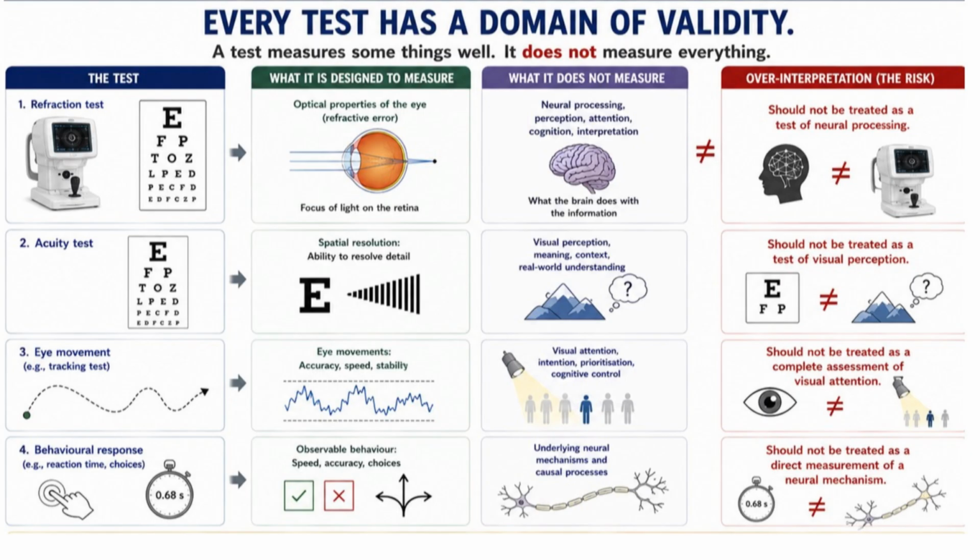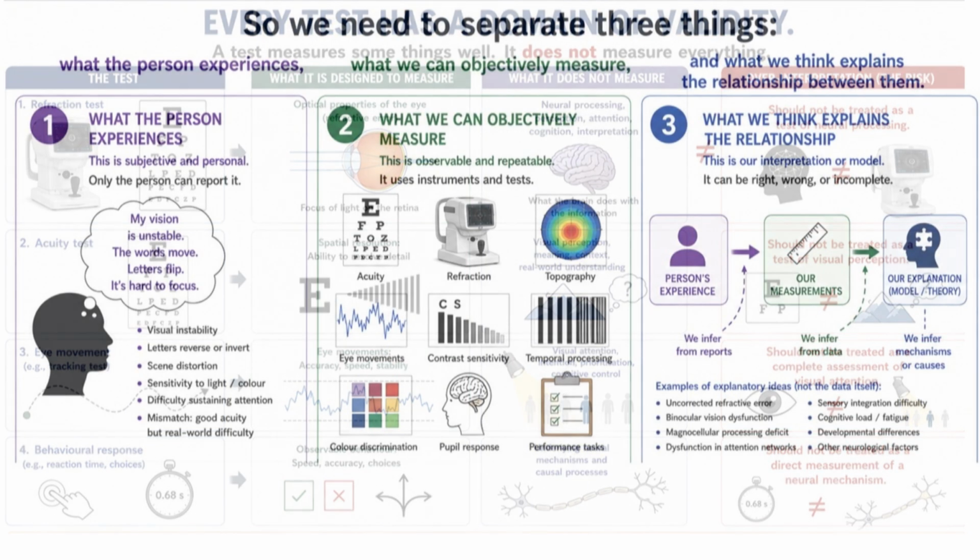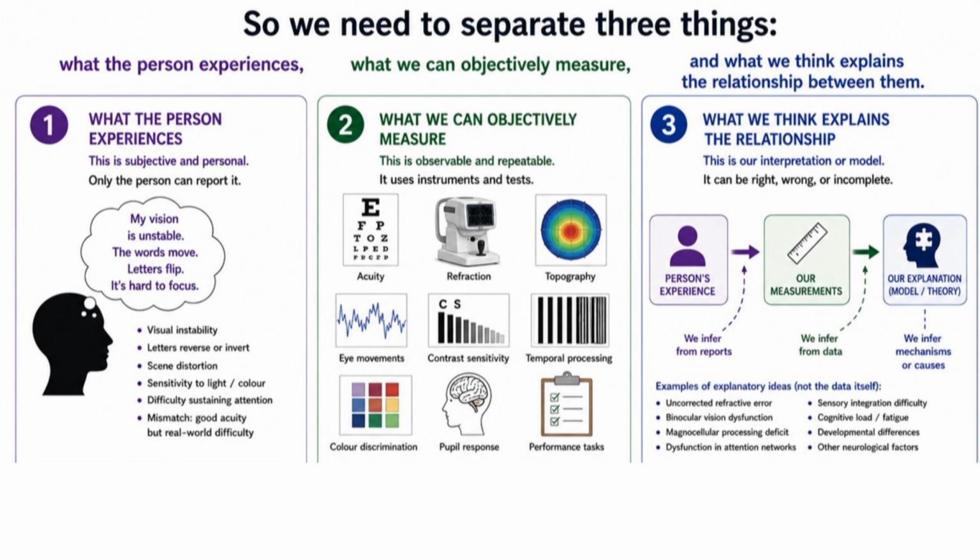The problem is not necessarily that the measurement is unreliable. The problem can be over-interpretation. A valid measurement can be used to support an invalid conclusion. So we need to separate three things: what the person experiences, what we can objectively measure, and what we think explains the relationship between them. Those are not the same thing.